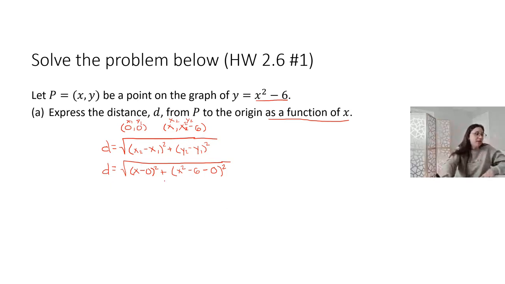And we're going to simplify a little bit. First of all, x minus 0 is just x. So this first set of parentheses becomes just x squared. Then x squared minus 6 minus 0 is just (x squared minus 6) squared. And (x squared minus 6) squared does not mean x squared squared minus 6 squared. I'm not just distributing the power of 2. What this means is (x squared minus 6) times (x squared minus 6).